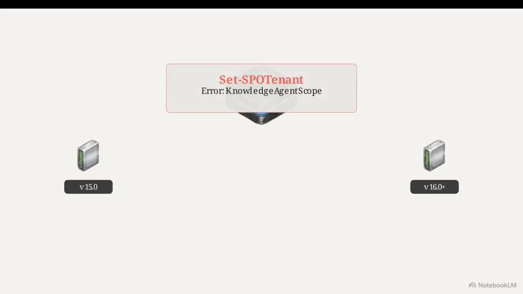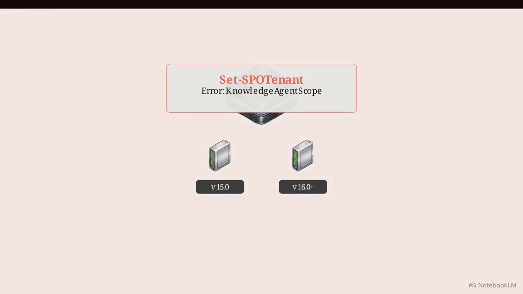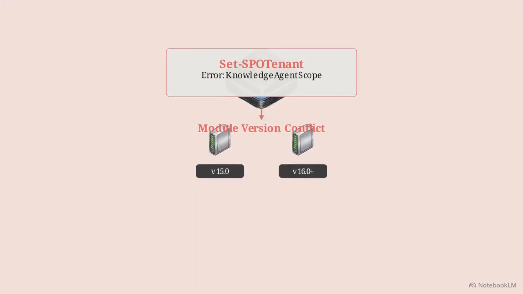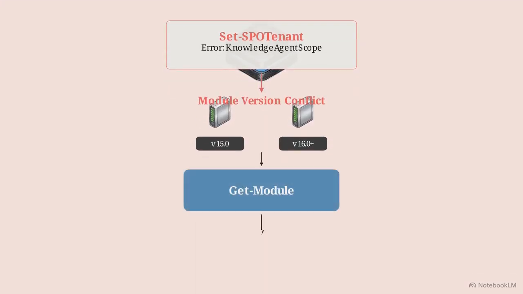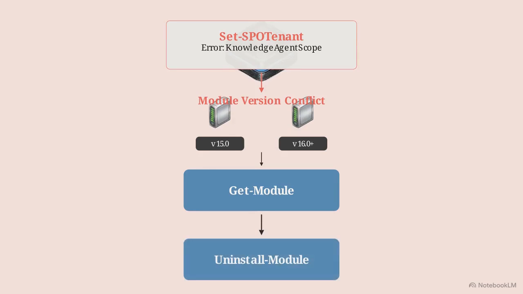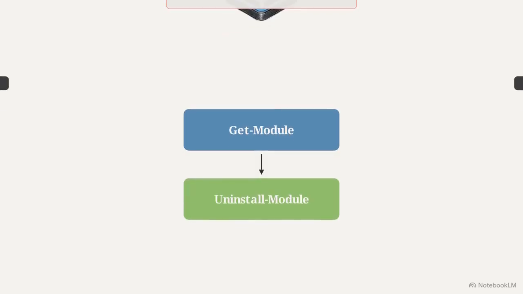If you receive a parameter error, your system likely has conflicting SharePoint admin modules. To clear this, run Get-Module to list installed versions, then use Uninstall-Module to remove them. Once clean, install the latest module and run Setup again.